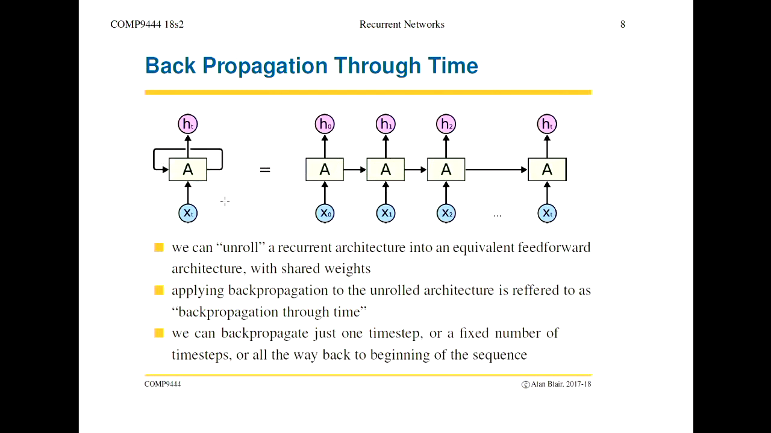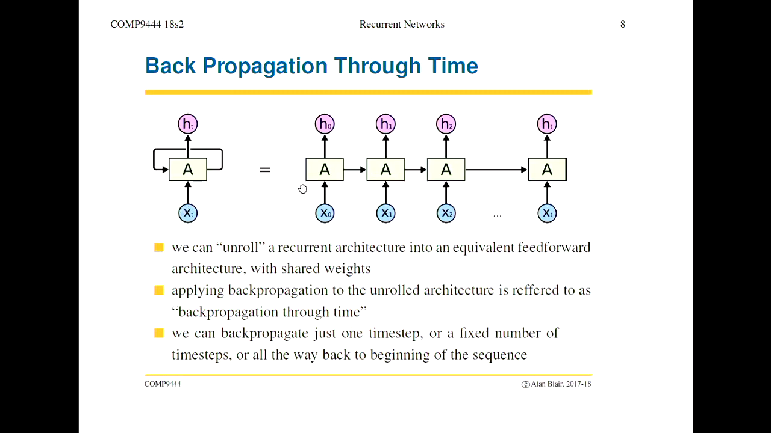Now, how would you train something like this? Well, if you sit down and think about it, you can kind of figure this out. Let's suppose that if you know in advance the length of the sequence, or you have an upper bound on the length of the sequence, then you can actually unroll that recurrent architecture into a feed-forward architecture.